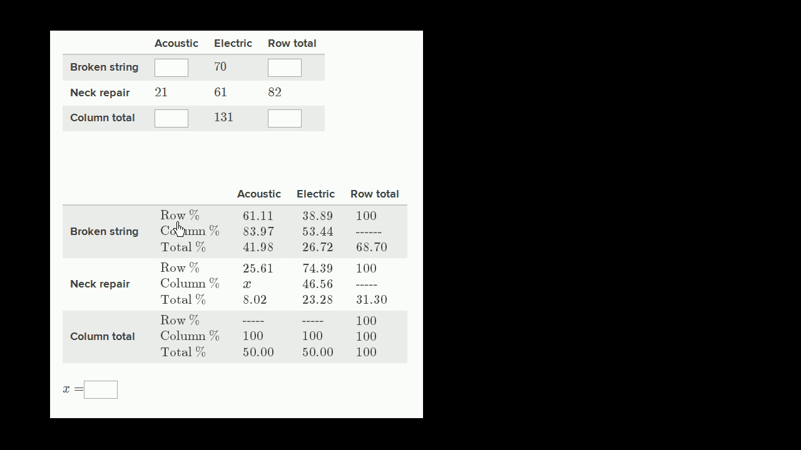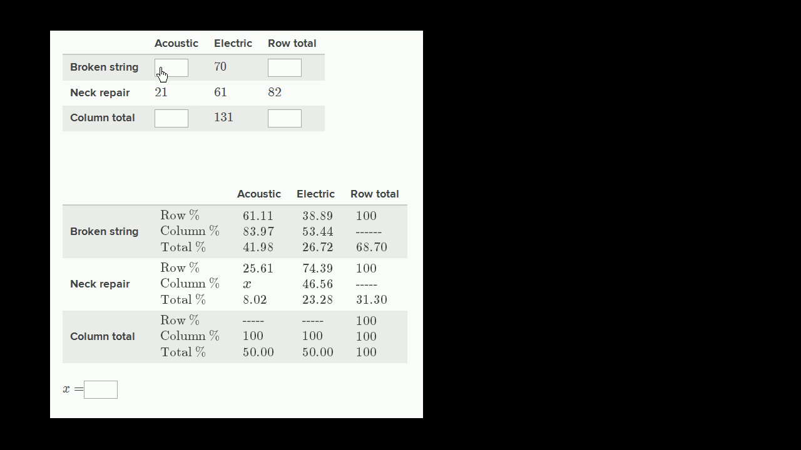So for example, the row percentage tells us that this number right over here is 61% of this number right over here. And that this number, 70, is 38% of this number right over there. So let's see if we can use that information to figure all of this stuff out. And as always, I encourage you to pause this video and try to see if you can think of it on your own.